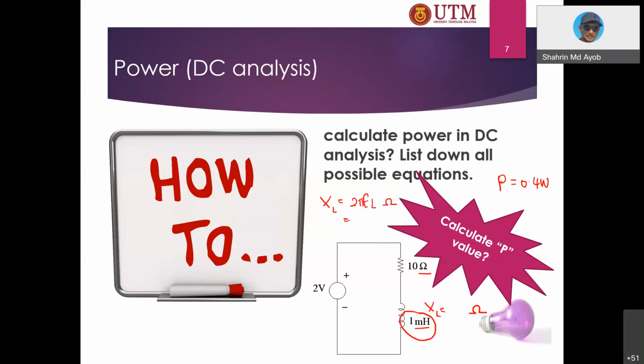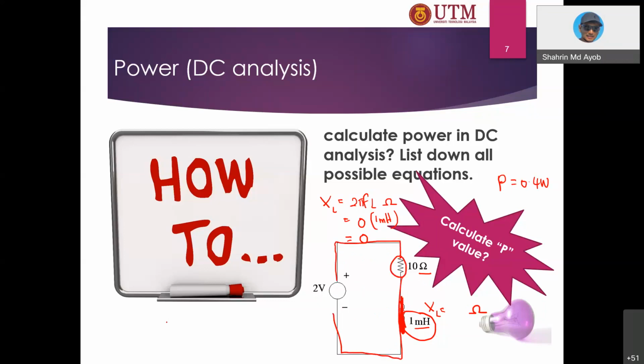Right now, your inductor is 1 millihenry. But what is the frequency of this circuit? The frequency of this circuit is 0, right? Because this is DC voltage. So this all becomes 0, meaning that it is a short circuit. That's why in a DC circuit, the inductor is short circuited. So the only element that actually operates in this circuit is the resistor.